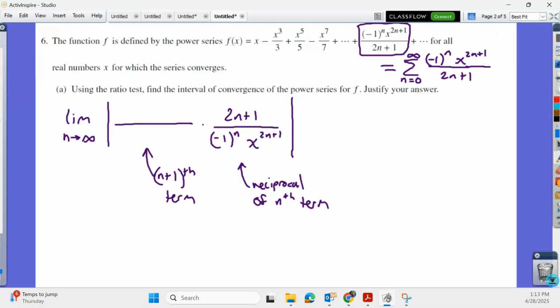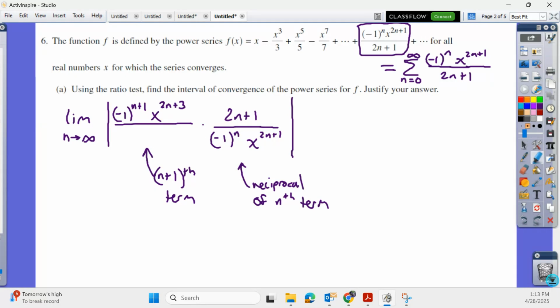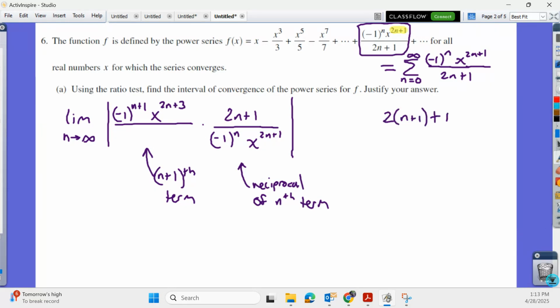And then for the n plus 1th term, not flipping this one, I'm going to have (-1)^(n+1), and then times x to the 2 times n plus 1 plus 1. So that's x to the 2n plus 3. If you're not sure how I got there, what I'm doing is I'm plugging in n plus 1 for that n up there. So it's 2 times n plus 1 plus 1. And if you expand that, that's 2n plus 2 plus 1, or 2n plus 3. That's where this came from.